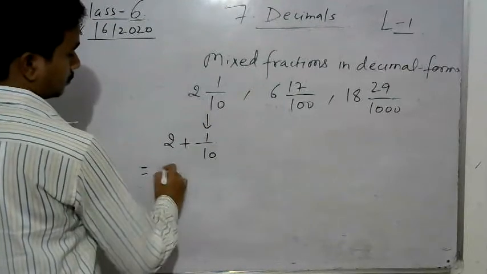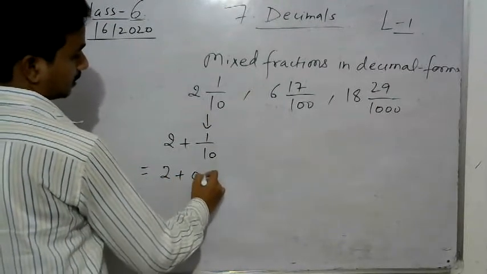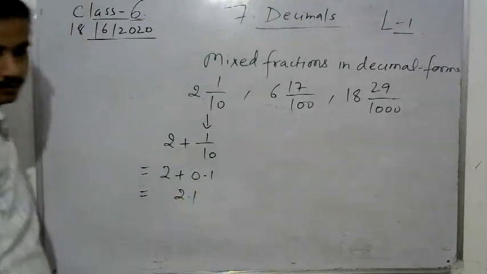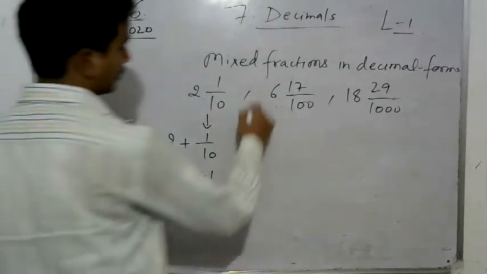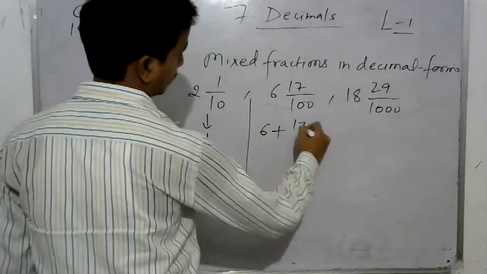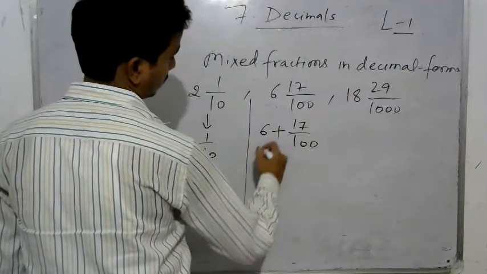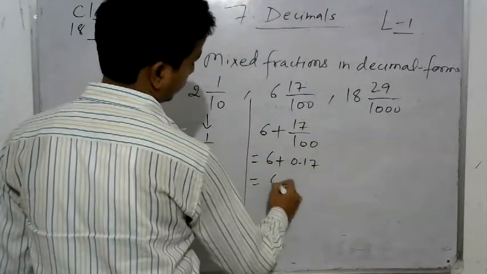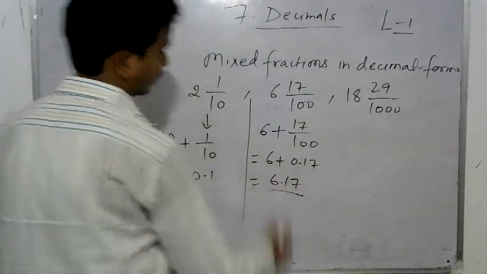So this will be equal to 2 plus 1 by 10 is 0.1. So 2 plus 0.1 is 2.1. Similarly, I can write 6 plus 17 by 100. So this is equal to 6 plus 0.17, which will be equal to 6.17 in decimal form.